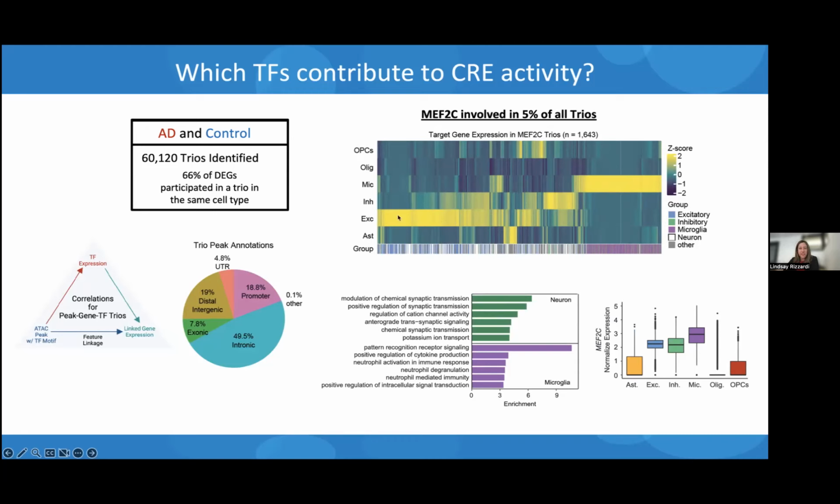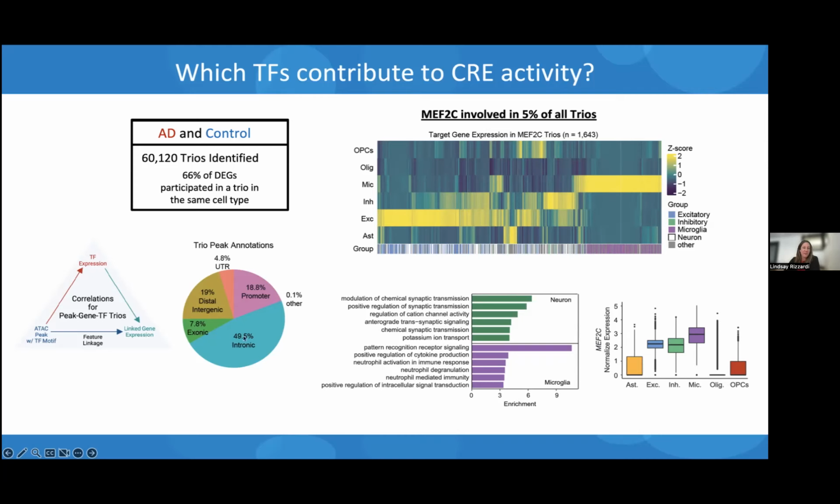So for excitatory neurons, when we do a GO analysis, just in neurons in general, we see MEF2C regulating things like synaptic transmission, potassium ion transport, cation channel activity, neuronal type things, which one would expect. When we look in microglia, however, we're looking at things that are more related to immune response, pattern recognition receptors, cytokine production, et cetera. So even though it's the same transcription factor, in different cell types it's regulating very different transcriptional programs, which is not a surprise to anybody on this call. But it was an important thing to see in our trios, validating that we're picking up things that are real. And this is just showing MEF2C expression across all of these different cell types.